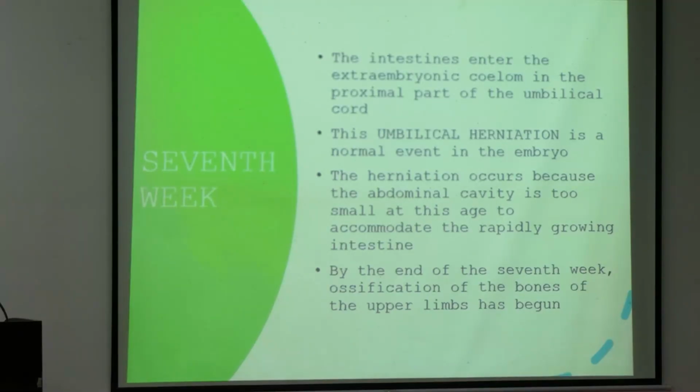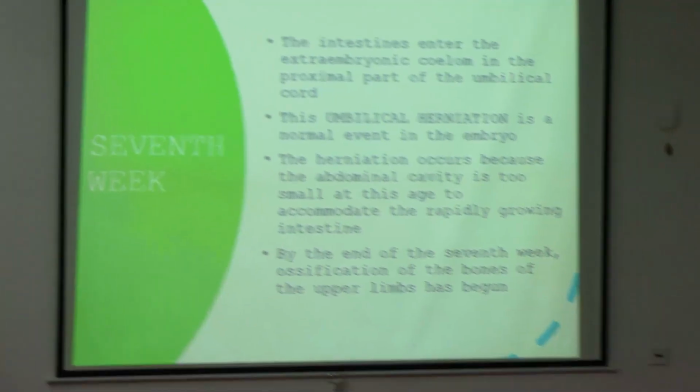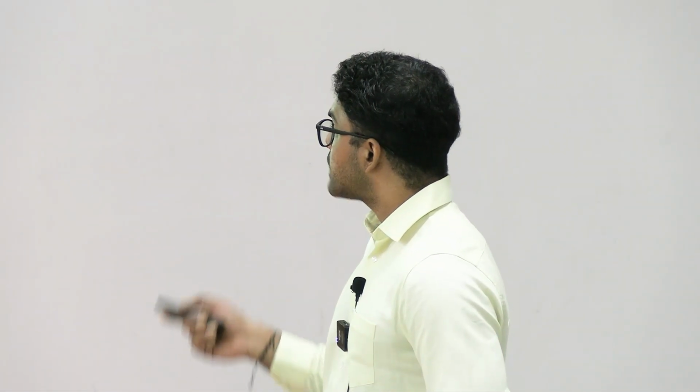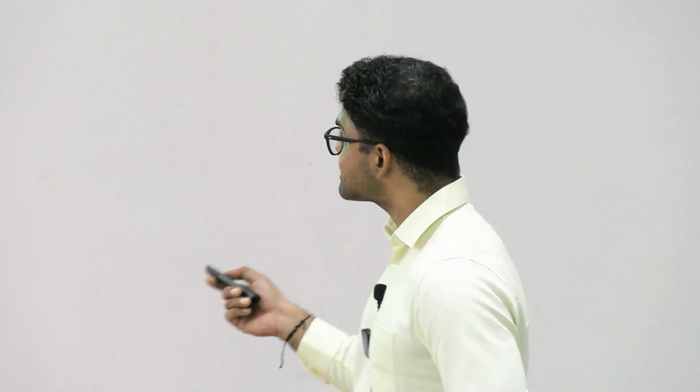In the 7th week, there is an important event that happens. See, intestines are very large and they are growing very rapidly. There is not enough space in the abdomen to accommodate those intestines. So what happens is that the intestine undergoes herniation out of the umbilical ring, entering into the proximal portion of the umbilical cord, and this is called umbilical herniation. It is common, it is normal for any embryo.